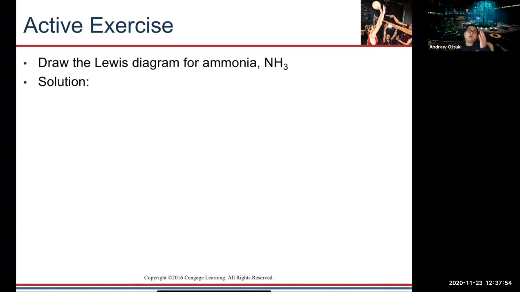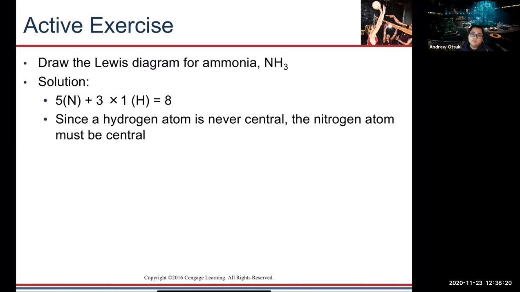All right, so let's draw the Lewis diagram for ammonia. If we calculate the valence electrons, remember, nitrogen has 5 and hydrogen has 1. But we have 3 of them, so we multiply that by 3. So we get 5 plus 3 is 8 valence electrons. Remember, hydrogen is never central because it can only form 1 bond. Even though hydrogen is least electronegative in this case, hydrogen can never be a central atom. So we say nitrogen is the central atom.